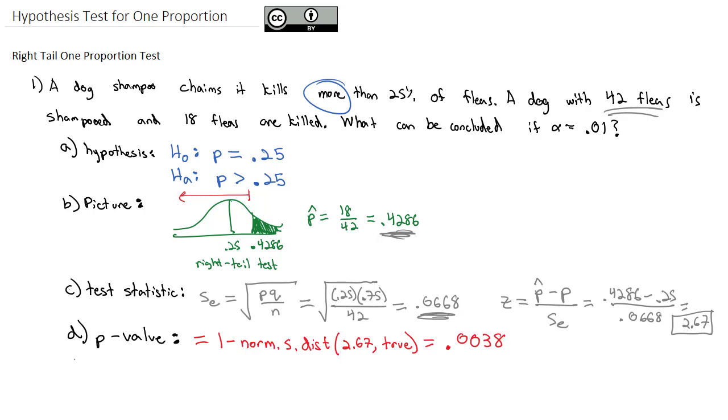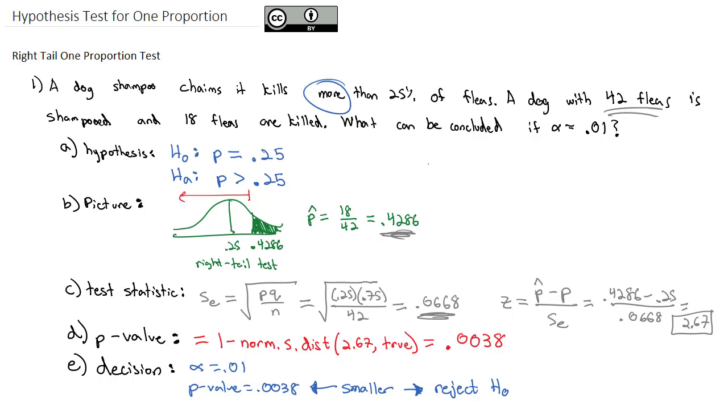Now that we've got our p-value, though, we're ready to make a decision. Since we said our alpha was going to be 0.01 and our p-value we just found is 0.0038, the p-value here is smaller than the alpha. So when we have a small p-value, we have passed the threshold for believing the null hypothesis. We've gone beyond a reasonable doubt. And so with the p-value being smaller, we get to reject the null hypothesis.